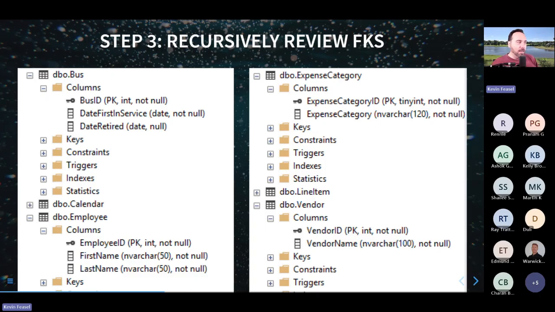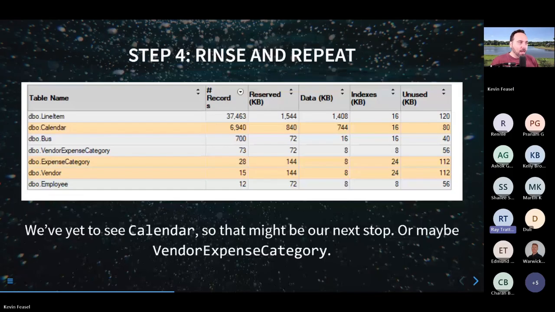So if I look at buses, I see, oh, okay, bus feels almost like a dimension. This almost feels like warehousing data. And employee, same story. Expense category, vendor. These are all fairly close to lookup tables. And when I run out of tables, then I can scratch those off my list and I'll find the next biggest table, which in this case might be calendar.